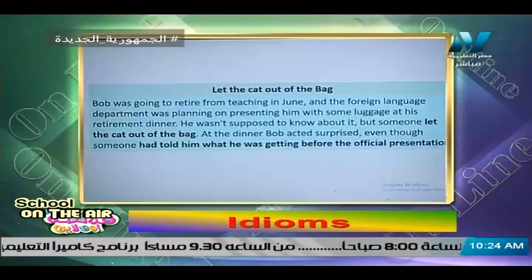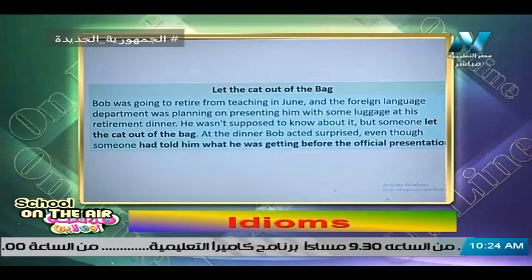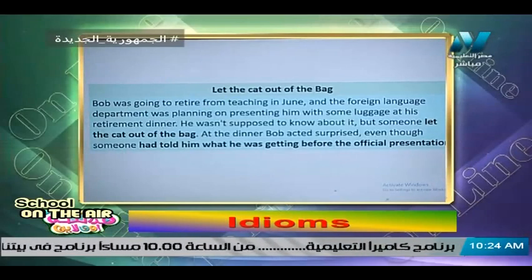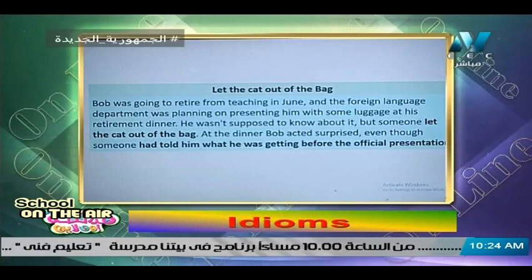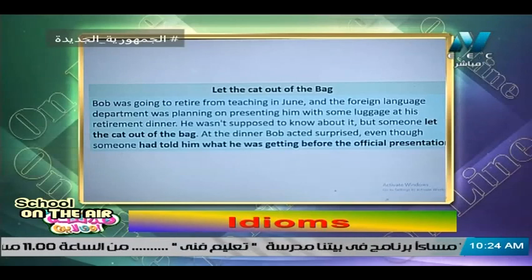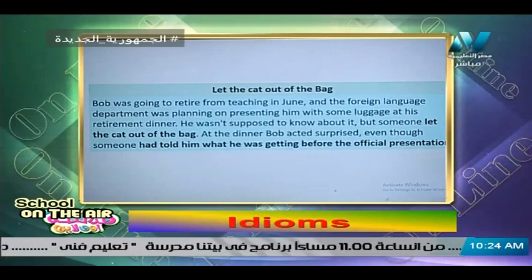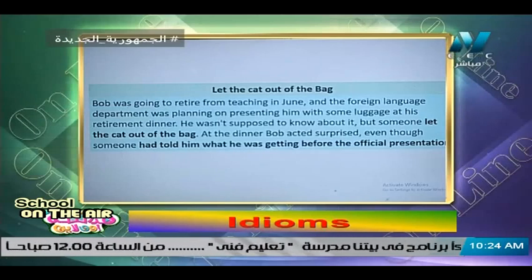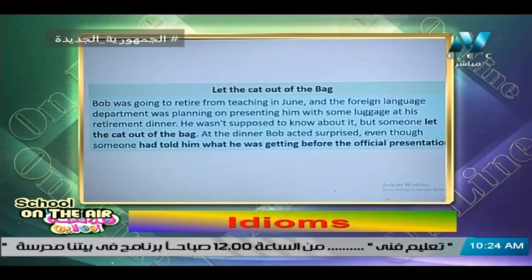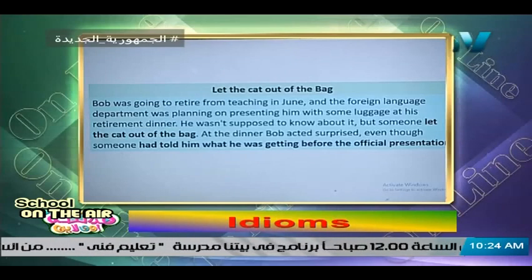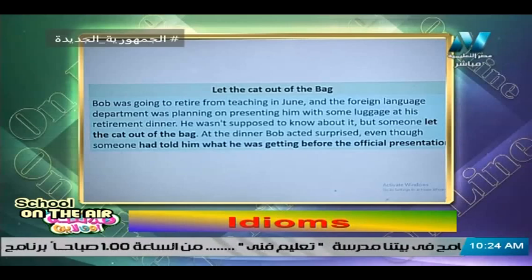Let the cat out of the bag. How to let the cat out of the bag, and who put the cat in the bag? Actually, we will see what the meaning of let the cat out of the bag is. Bob was going to retire from teaching in June, and the foreign language department was planning on presenting him with some luggage at his retirement dinner.